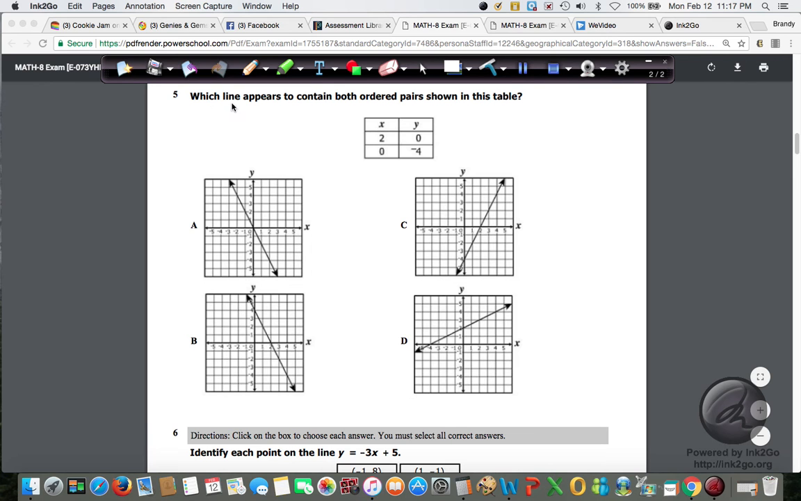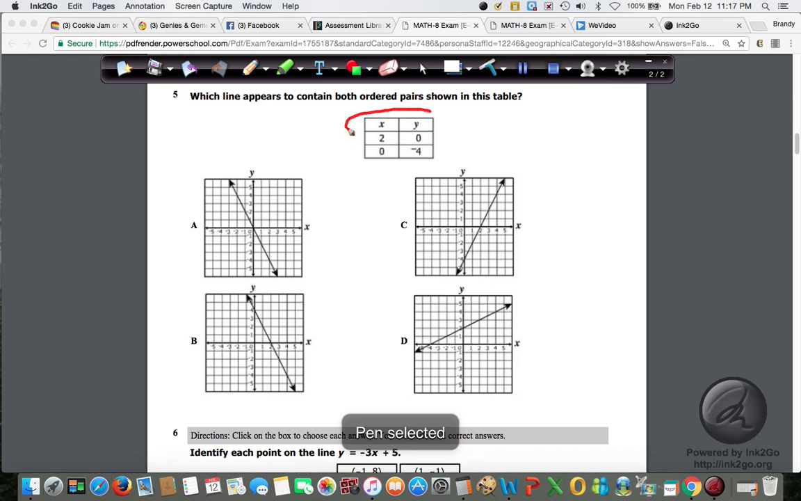Number 5. Which line appears to contain both ordered pairs shown in this table? So in this question, they are giving you a table right there, and you have to figure out which of these work in this table. The easiest way to do this is to find the points 2, 0 and 0, -4 on your line. Remember, they both have to be on your line. You can't just pick one or the other. They both have to work. If one of them doesn't work, you get rid of it automatically.